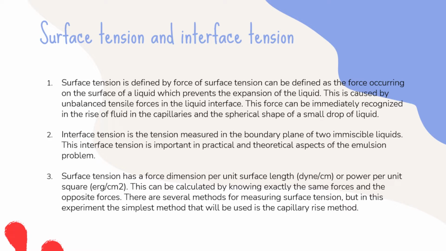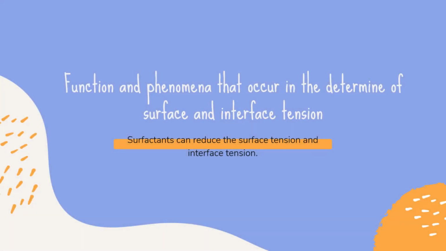Surface tension has the dimension of force per unit length, in dyne per centimeter, or energy per unit area, in erg per square centimeter. This can be calculated by knowing exactly the same force and the opposite force. There are several methods for measuring surface tension, but in this experiment, the simplest method that will be used is the capillary rise method. The next is the function and phenomena that occur in the determination of surface and interface tension.